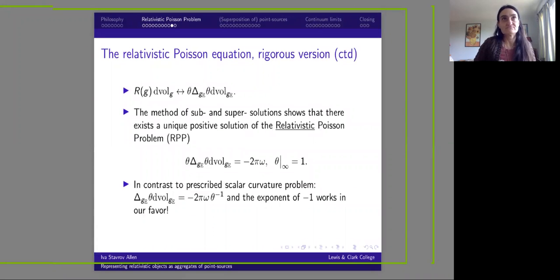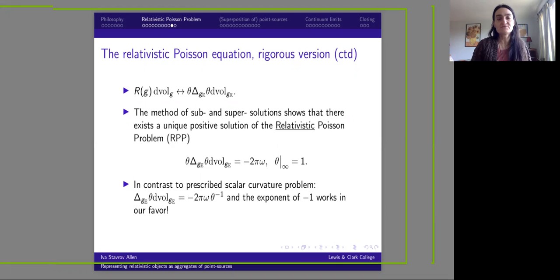If you employ the ansatz that the g is conformally equivalent to the Euclidean metric, this expression for scalar curvature times the volume form really does produce the theta Laplace theta that I showed you earlier from heuristic reasons. And so the relativistic Poisson problem for me will mean this equation: theta Laplace theta times the volume form equals negative 2 pi omega. And I really get to think this time of it like, you give me the mass distribution omega, and I can find such a theta always.